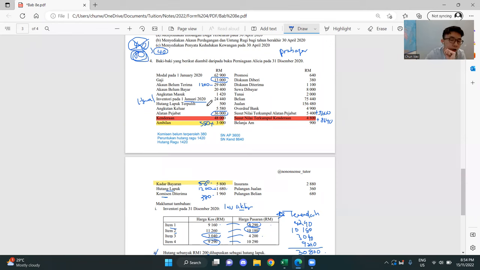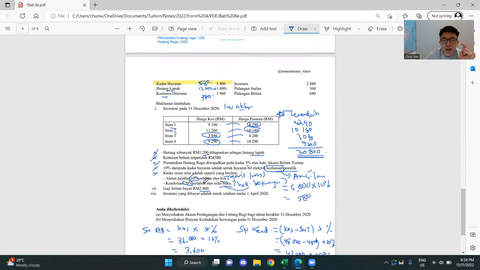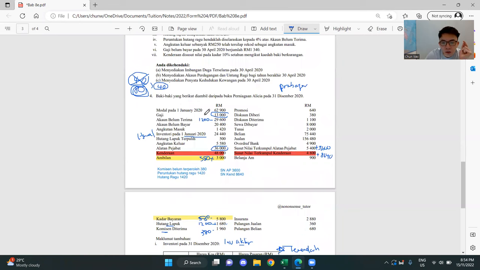So, same thing for here. So, here are all the amount yang telah bayar dan telah diterima. Tapi bukan amount yang sebenar. Okay, if there is a maklumat tambahan. So, for here, gaji belum bayar 2,800, meaning there's another 2,800 yang belum record. So, I have to add back 2,800. Then it will show the amount yang sebenar lah.